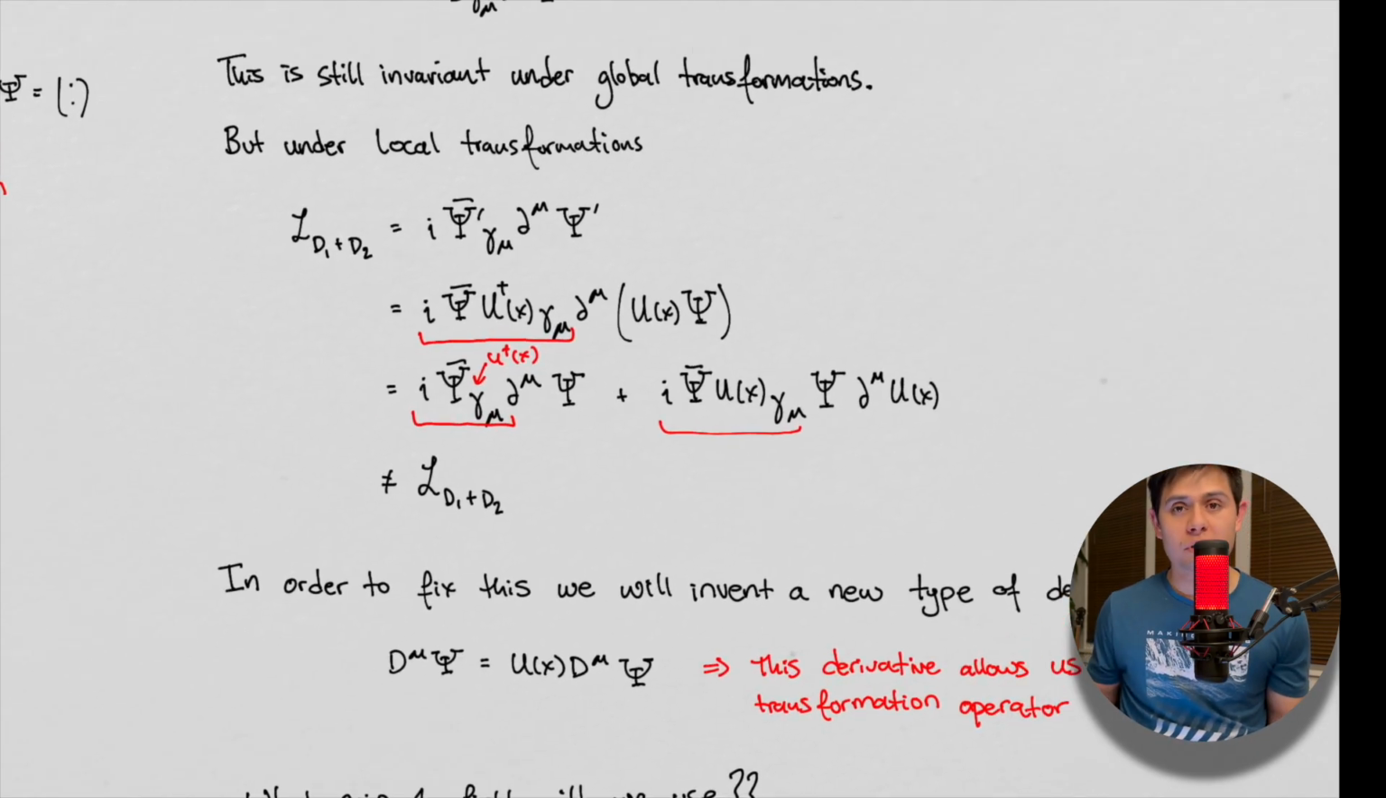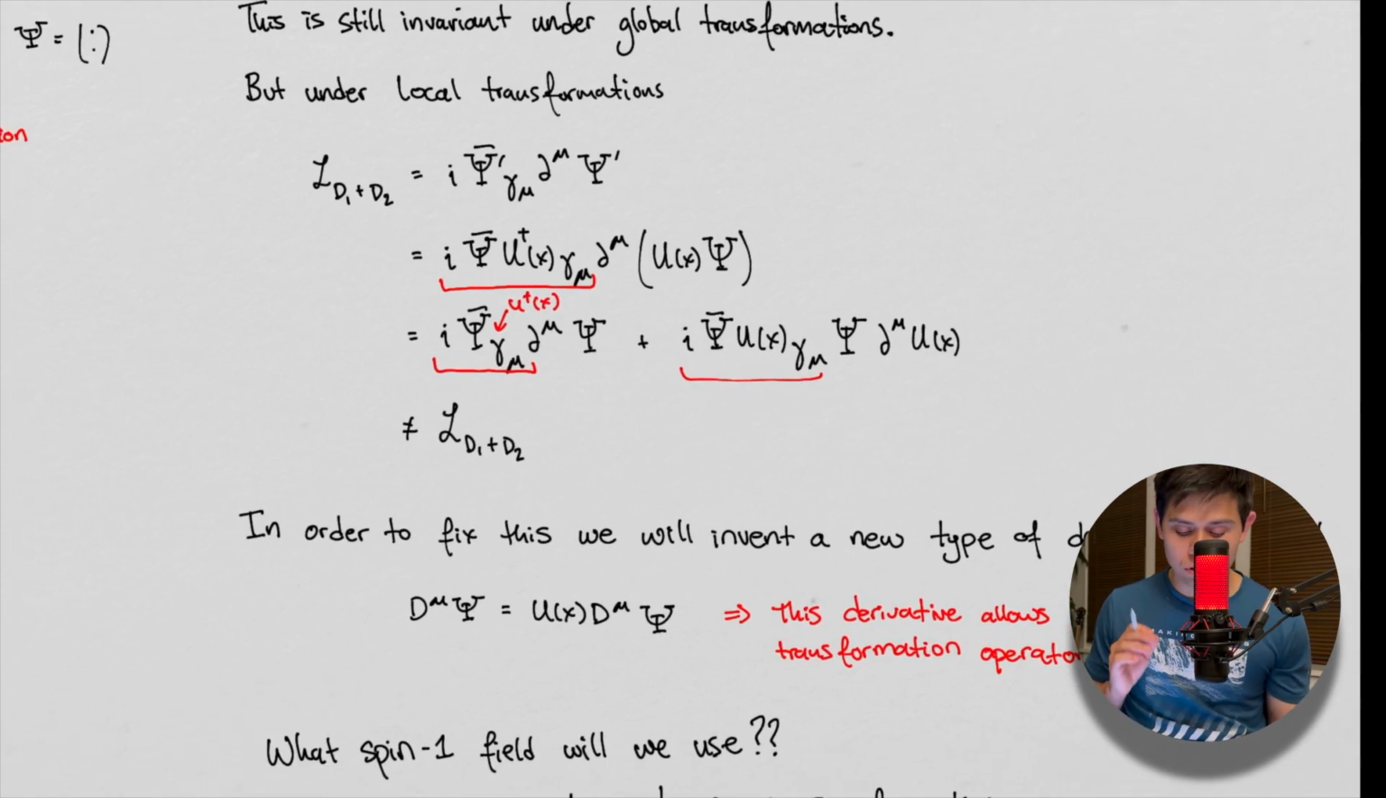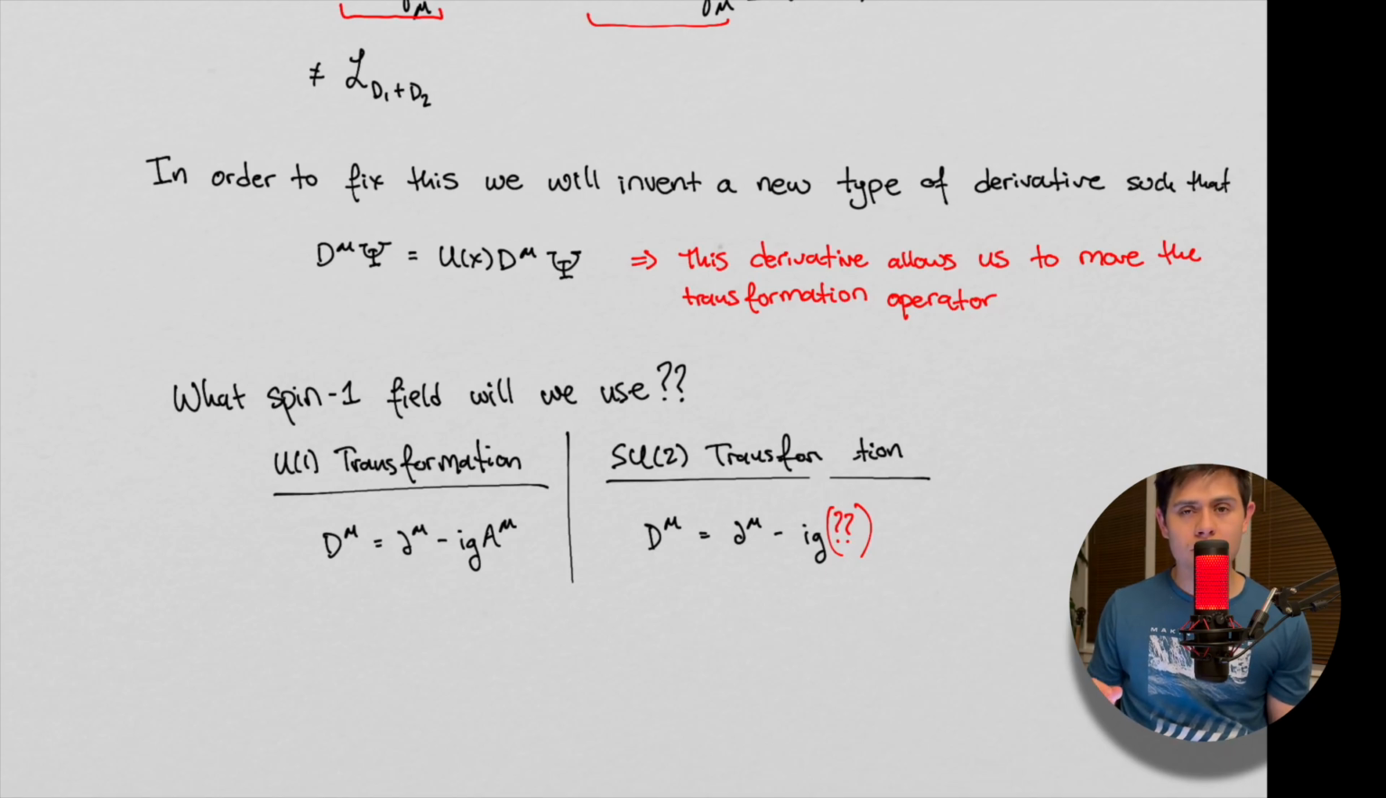Under local SU2 transformations, our Lagrangian is not symmetric. Okay, there's no symmetry when we have local SU2 transformations involved. So we have to fix this somehow, because the name of the game here is keeping the Lagrangian invariant. Invariance in the Lagrangian means symmetries, and symmetries means things that we can actually measure. So how are we going to remedy this problem?